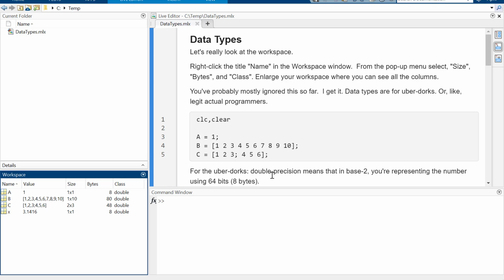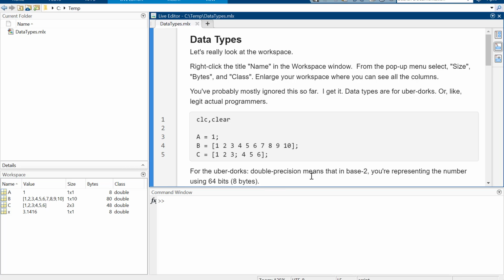So basically what that means is in base 2, you're representing the number using 64 bits. So there's 8 bytes times 8 bits per byte. So that's 64 bits, and those are ones and zeros. There's 64 ones and zeros storing this information. So even though it says 8, 8 times 8 is 64. There's 64 ones and zeros storing this number 1.